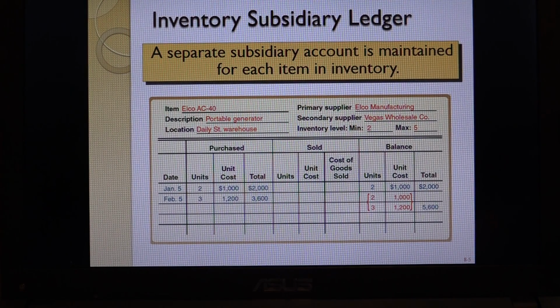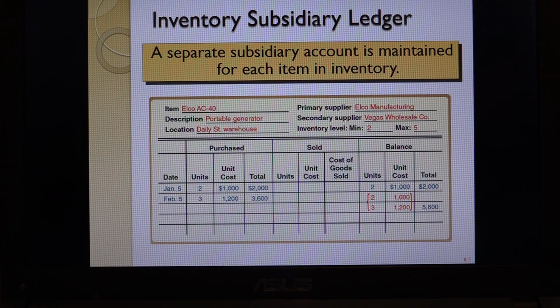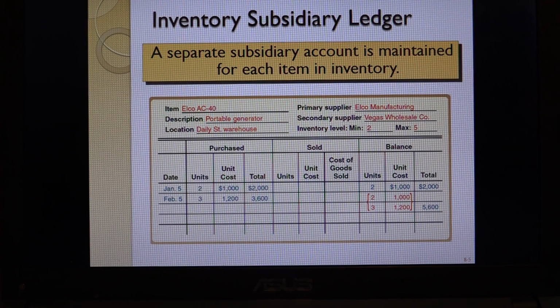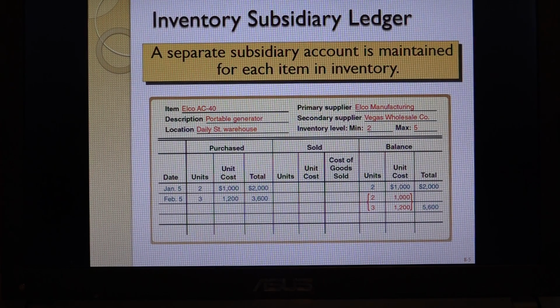Just kind of a side here, the fact that we usually have subsidiary accounts to account for our inventory, and so you would have a subsidiary account for, like in this case, portable generators listed, and pretty specific information here. And while this looks like a piece of paper, this would also look like what it would look like in computer form as well.